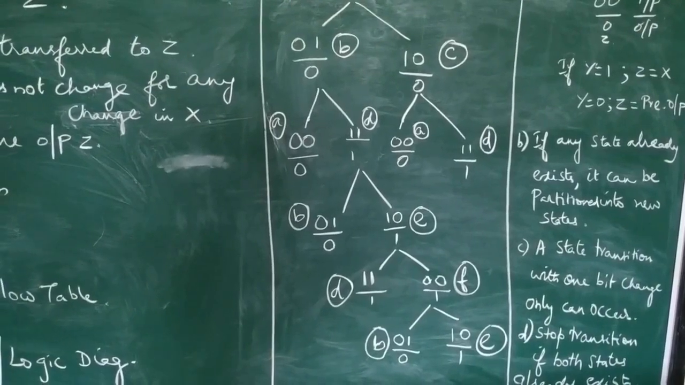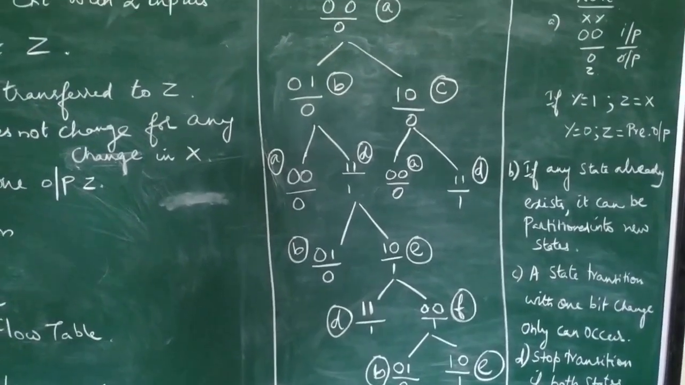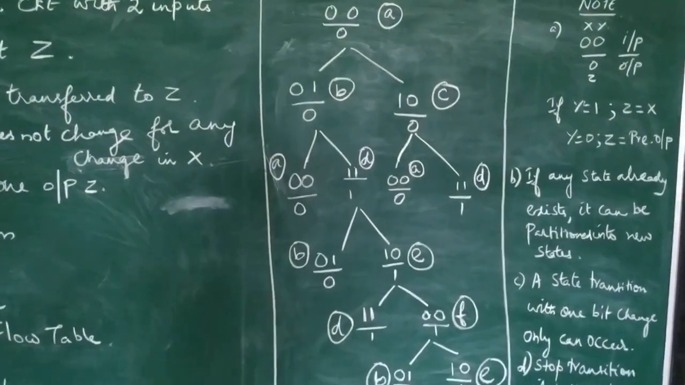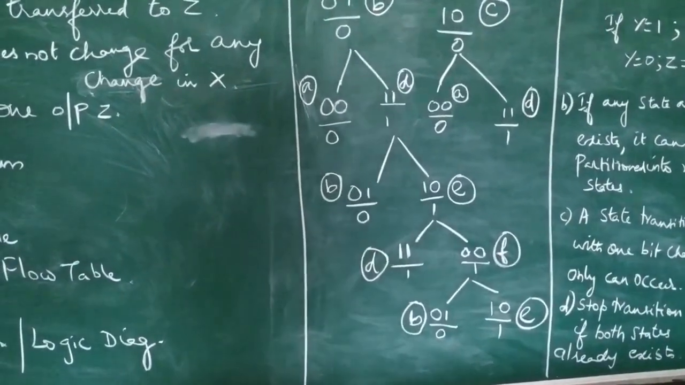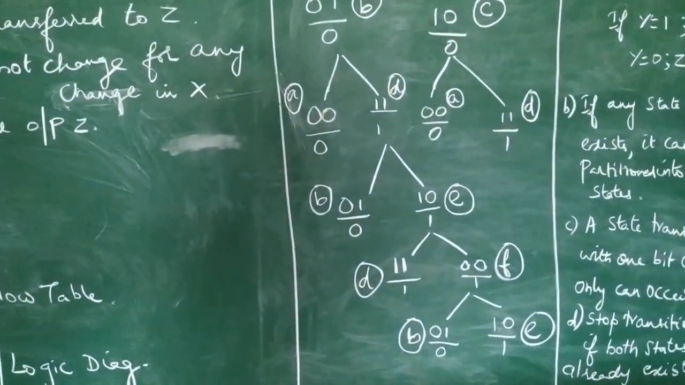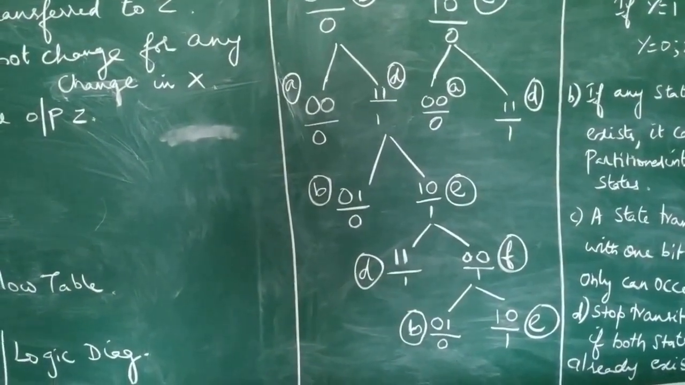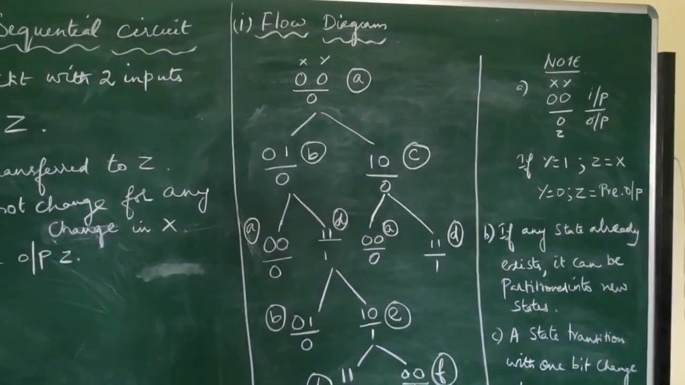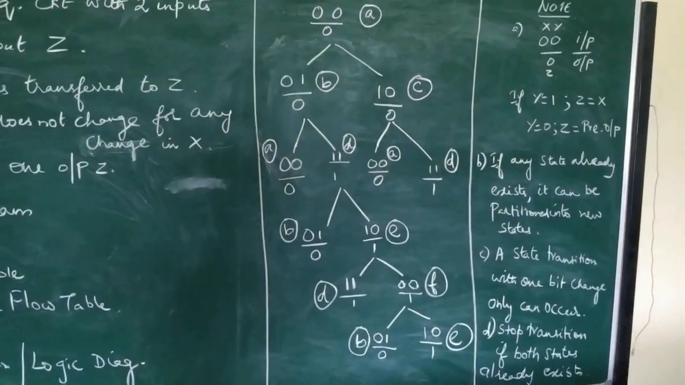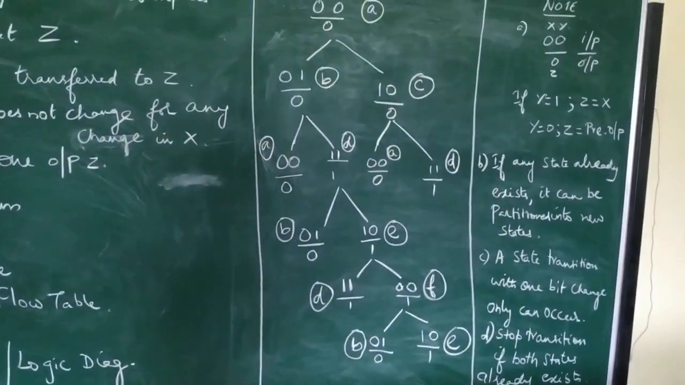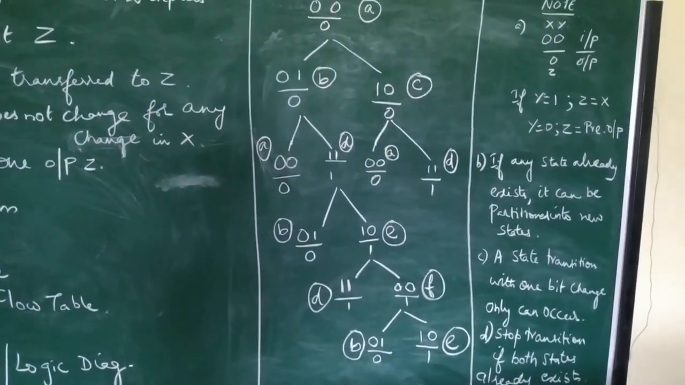And then from F, B and E, it already exists. B is already there, E is already there. So because B and E are already there, we come to a conclusion that no new transition is possible. So now the flow diagram gets over. The next step, we will see in the primitive flow table.